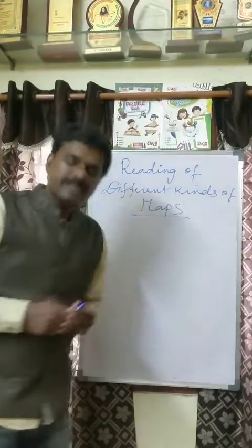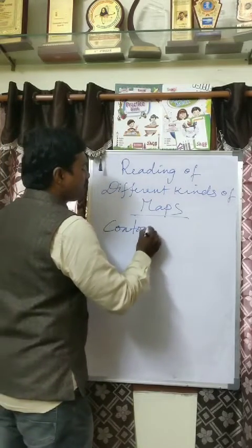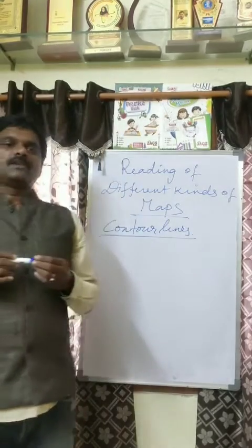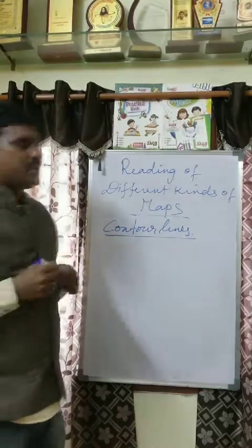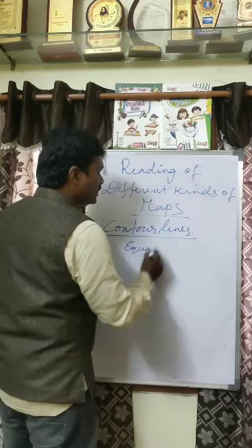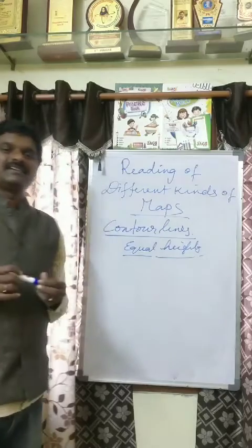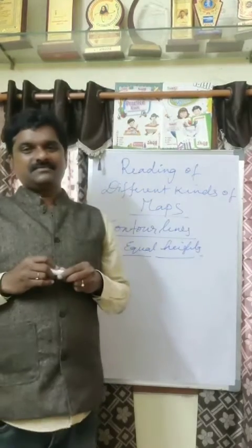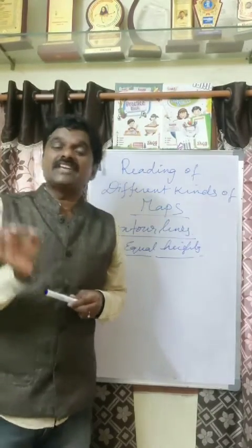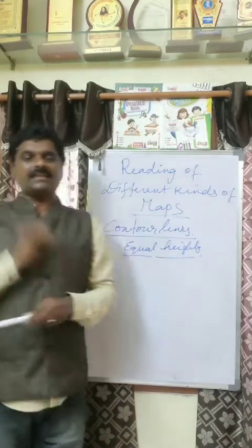Is it clear? So dear students, another important point we are going to see is about contour lines. A very important point, contour lines. So what is a contour line? A line which joins different places on the map of equal heights. A contour line is a line which joins the places on the map which have equal heights. That is called a contour line.